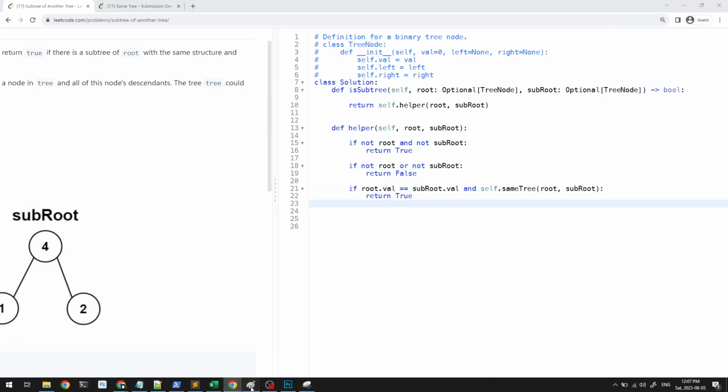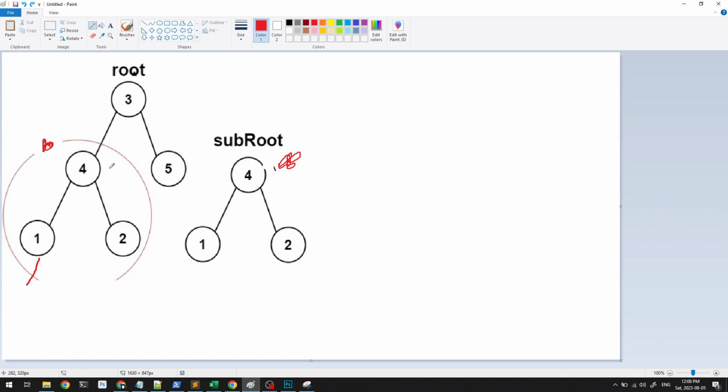Now we have to handle the case where the values are not the same, right? The values are not the same. Initially, when we start off, we are at the 3 here and we're at the 4 here. So what do I need to do? Well, we already argued that we don't want to move the subroot. So we need to check this left-hand side. Maybe that's the same as the subtree, or maybe the right-hand side is the same as the subtree.